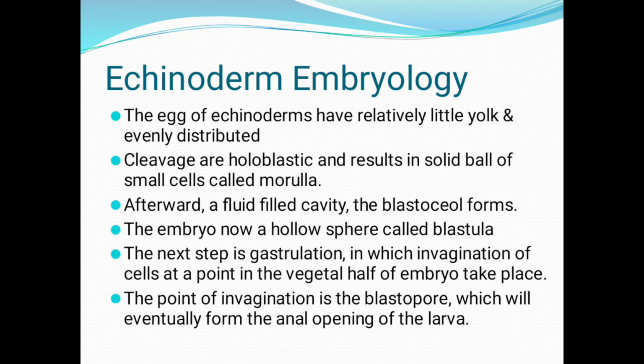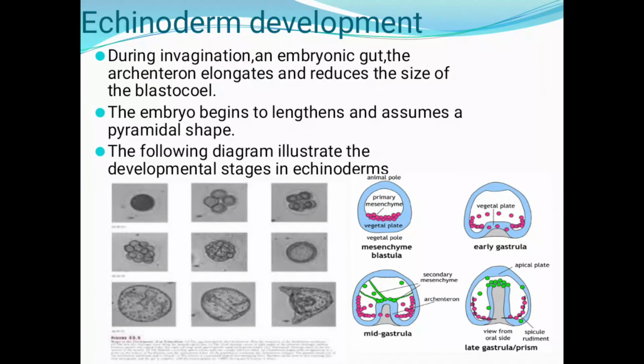The next step is gastrulation, in which invagination of the cells at a point in the vegetal half of the embryo takes place. The point of invagination is the blastopore, which will eventually form the anal opening of the larva. During invagination, the archenteron elongates and reduces the size of the blastocoel. The embryo begins to lengthen and assume a pyramidal shape, as you can see in the picture.